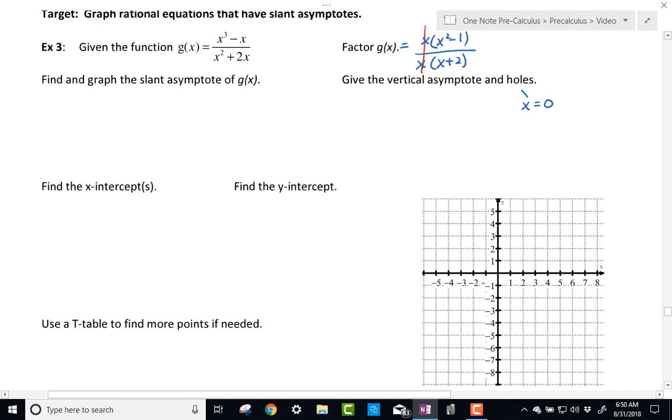Okay, that's why it's called a removable discontinuity. And then I'm going to take my equation and just factor the rest of it to see what's going on here. x plus 1, x minus 1. Okay, so now I can see that nothing else is going to cancel out here. x plus 2. But it does show me that I have a hole at 0, and I have a vertical asymptote at x equals -2.